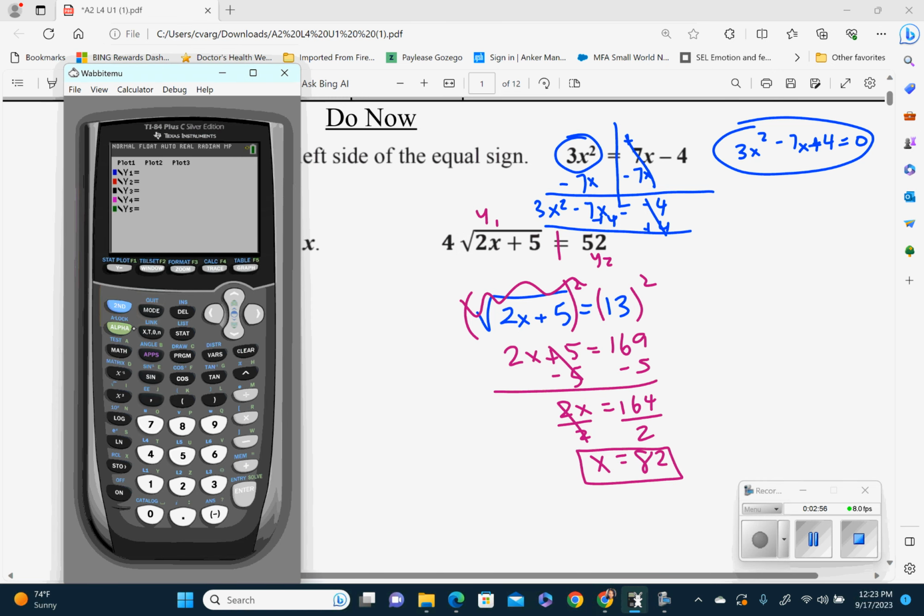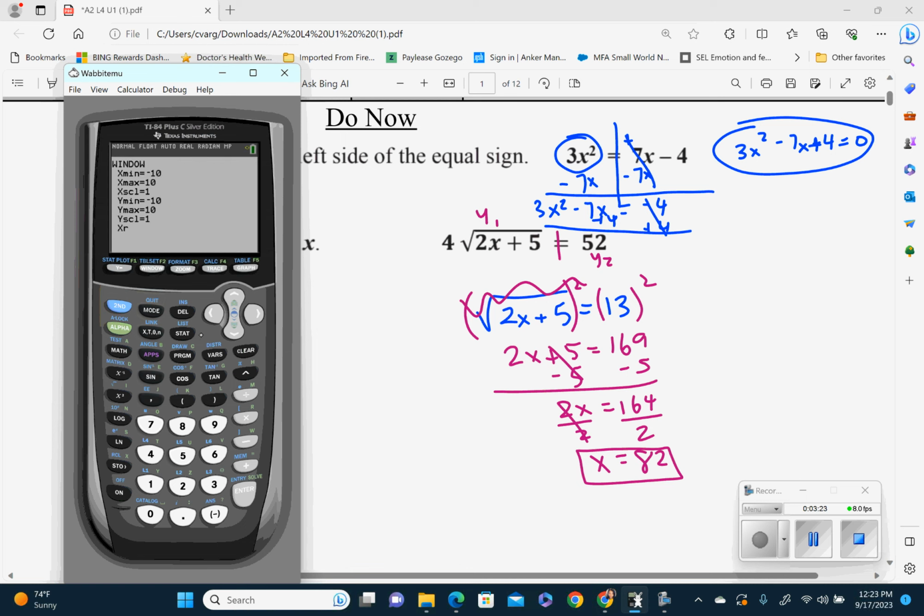So we're going to go to y equals here, type in 4, radical, which is second x squared. So we're going to do 2x plus 5, and then we're going to go to y2 and type in 52. So if I just hit graph, I already know that one of them looks like it's going to show. That's our blue one, which is the first one. But the reason why y equals 52 doesn't show is because that's all the way up here. It's all the way up to the top.